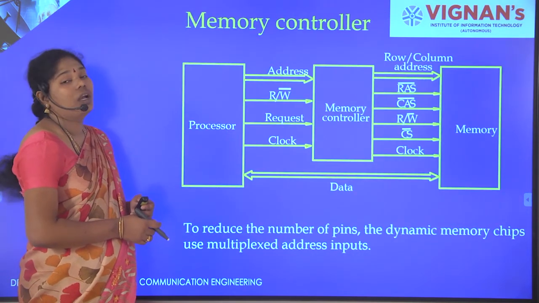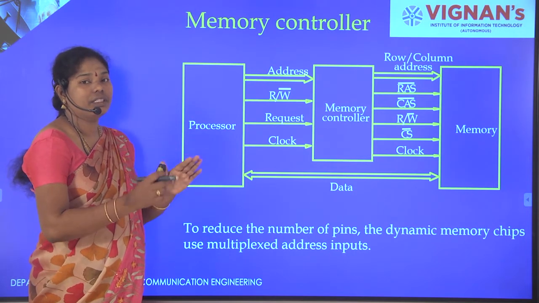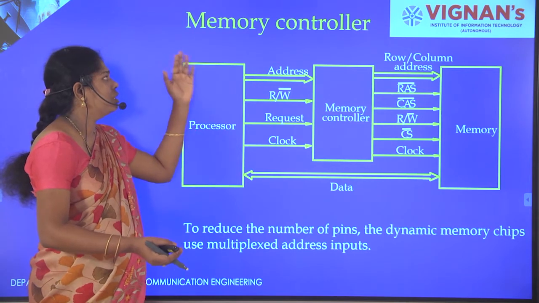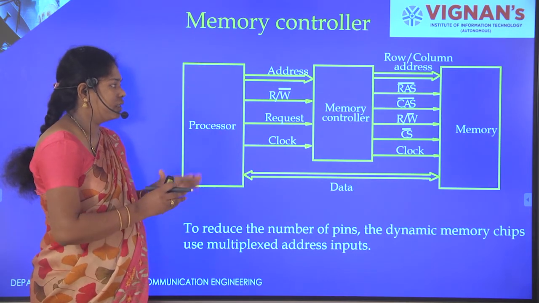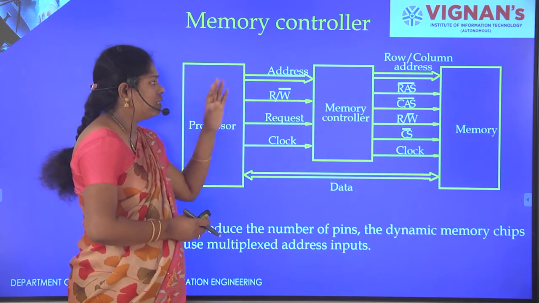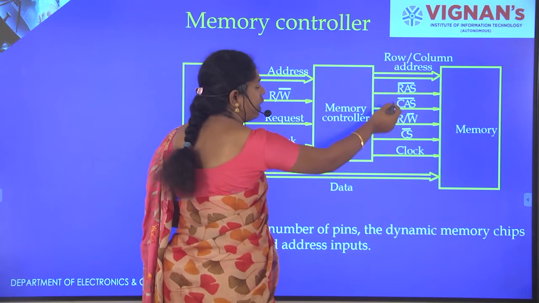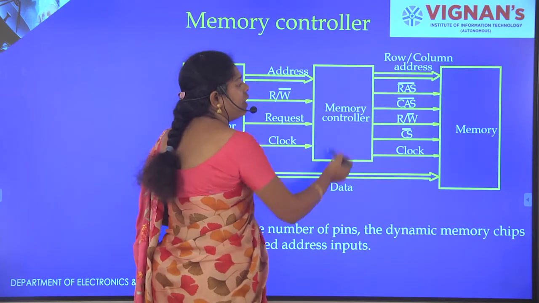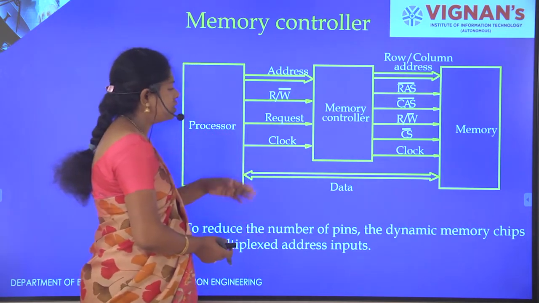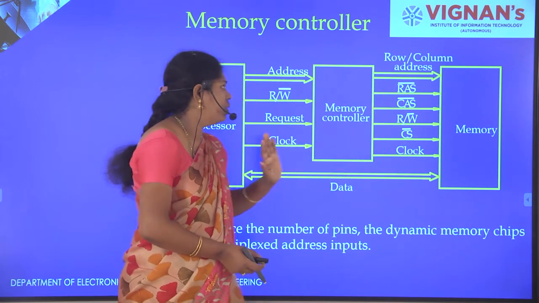The next thing, memory controller. The memory controller is an interface between the processor and memory. By using the memory controller we can connect the processor and memory. The memory consists of row address strobe and column address strobe, read and write, chip select and clock. Next, the data bus is directly connected to the processor and memory.